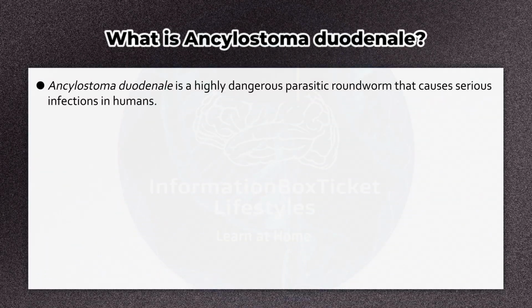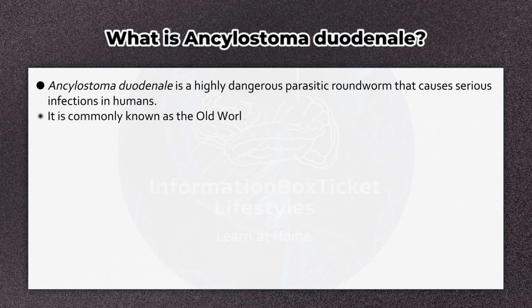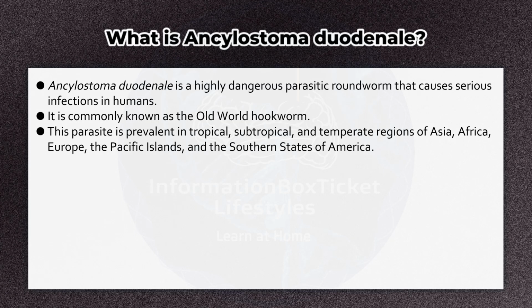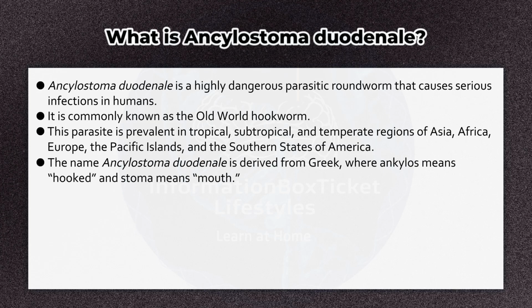Ancylostoma duodenale is a highly dangerous parasitic roundworm that causes serious infections in humans. It is commonly known as the Old World hookworm. This parasite is prevalent in tropical, subtropical, and temperate regions of Asia, Africa, Europe, the Pacific Islands, and the southern states of America. The name Ancylostoma duodenale is derived from Greek, where ankylos means hooked and stoma means mouth.